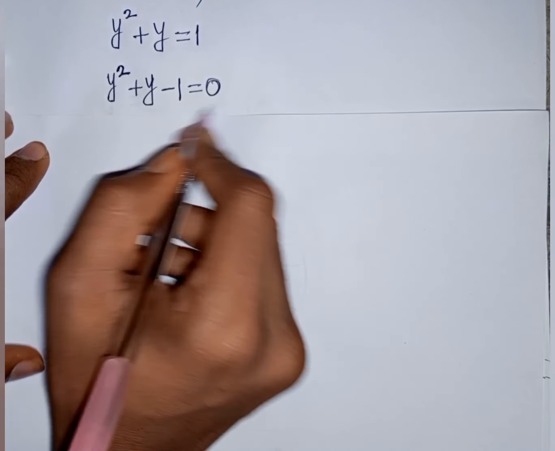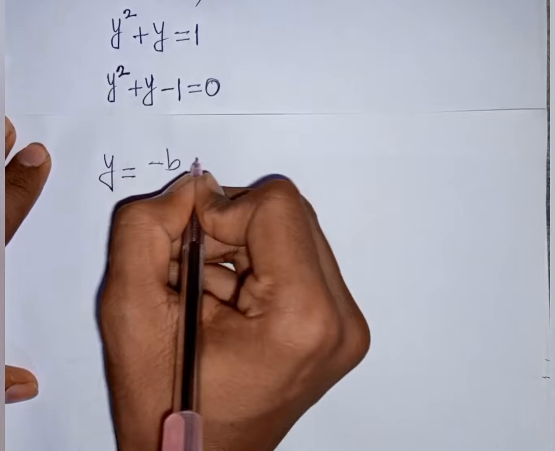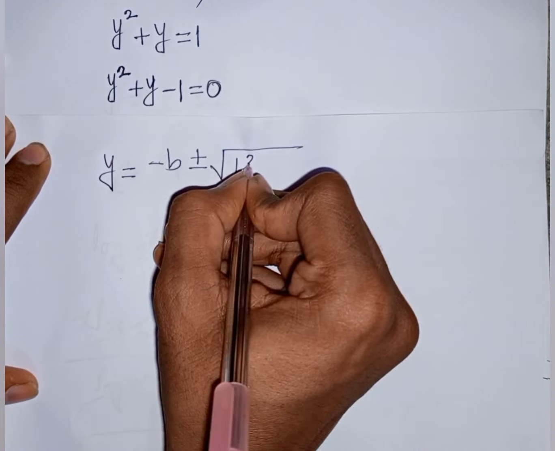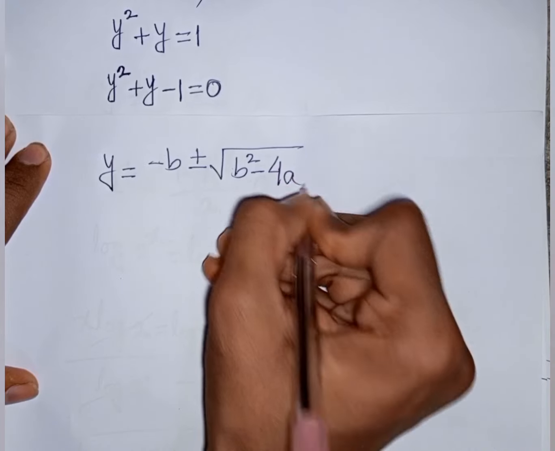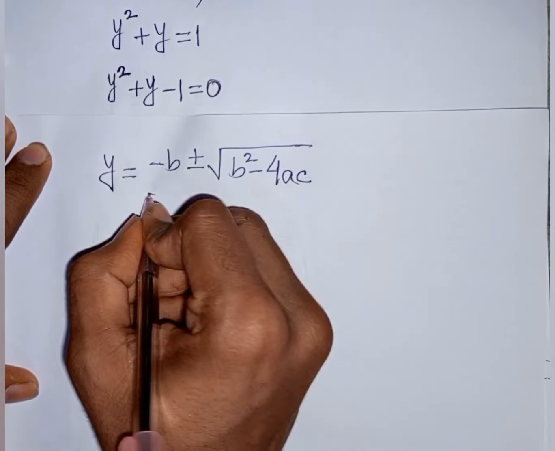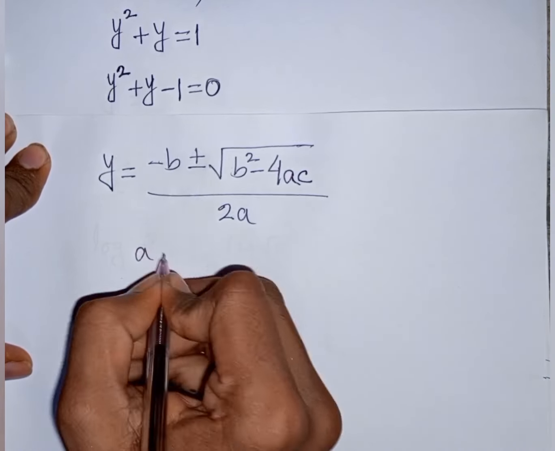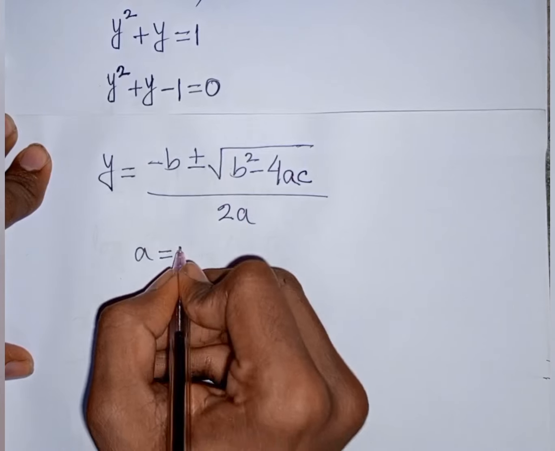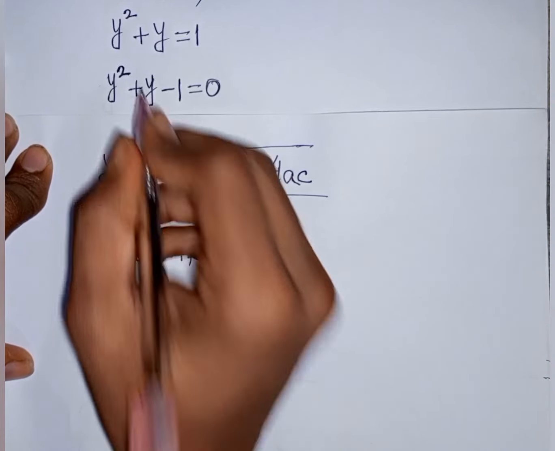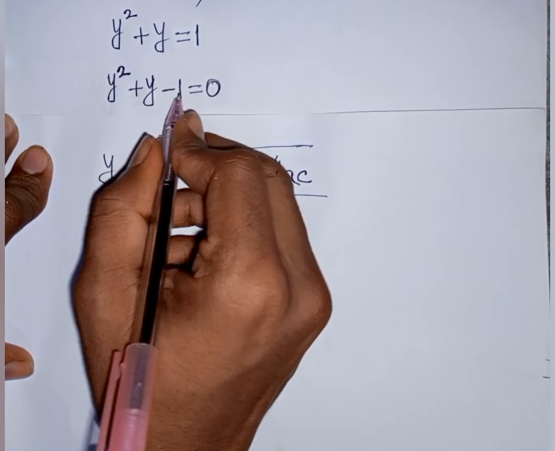Here I can apply the quadratic formula, so I can write here y is equal to minus b plus or minus square root of b square minus 4ac, divided by 2a. Here a will be equal to 1, b will be equal to 1, and c will be equal to minus 1.